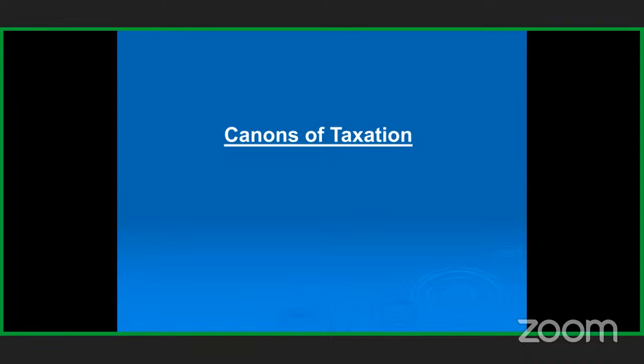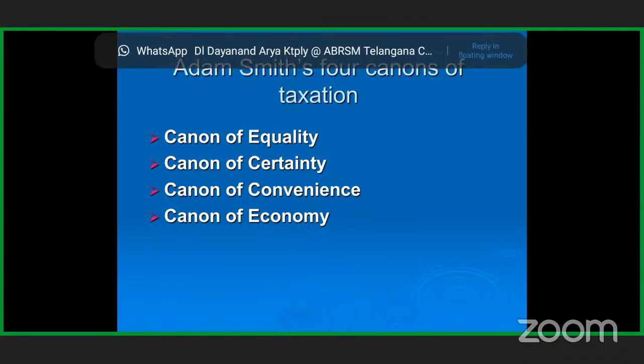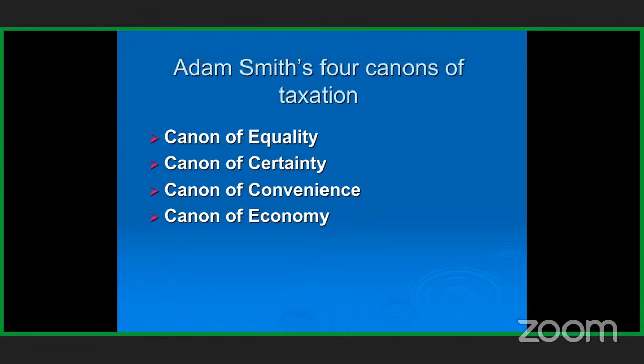So Adam Smith's canons of taxation, we discuss 4 canons of taxation in this. First one is canon of equity. It is also called canon of equality. In the words of Adam Smith, the subjects of every state are to contribute towards the support of the government as nearly as possible in proportion to their respective abilities, in proportion to the revenue which they respectively enjoy under the protection of the state.